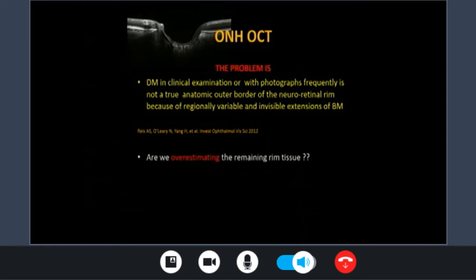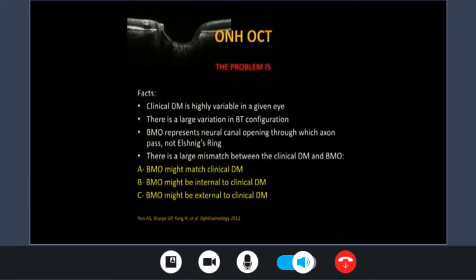So, the disc margin in a clinical examination or with photograph frequently is not the true anatomic outer border of the neuroretinal rim because of the regionally variable and invisible extension of Bruch's membrane. So you can frequently overestimate your residual rim, and this raises an important question for us in our clinical practice. How frequently are we overestimating the rim? How frequently are we ignoring that our patient is progressing and we don't know that he's progressing?